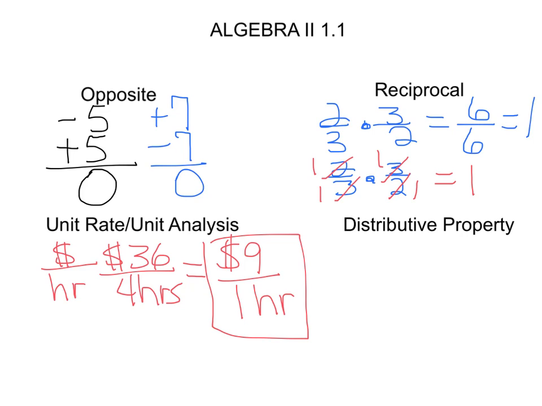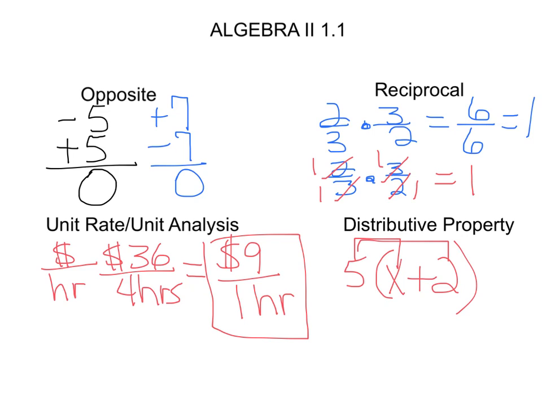Okay, the only property that we are going to deal with in this unit is the distributive property. The distributive property we will use all year. You will use it throughout college algebra and any other math that you have. So if you have 5 times the quantity of x plus 2, we're going to use the distributive property. 5 must be distributed to the x as well as to the 2.